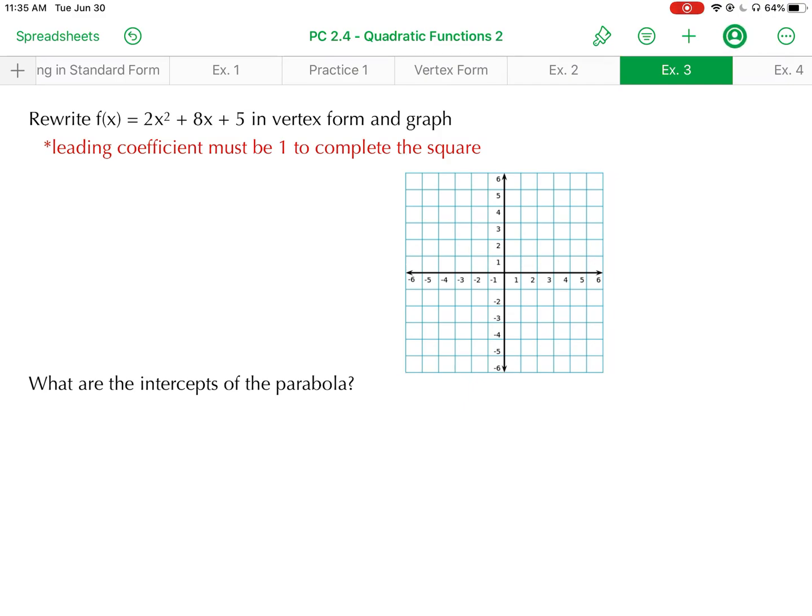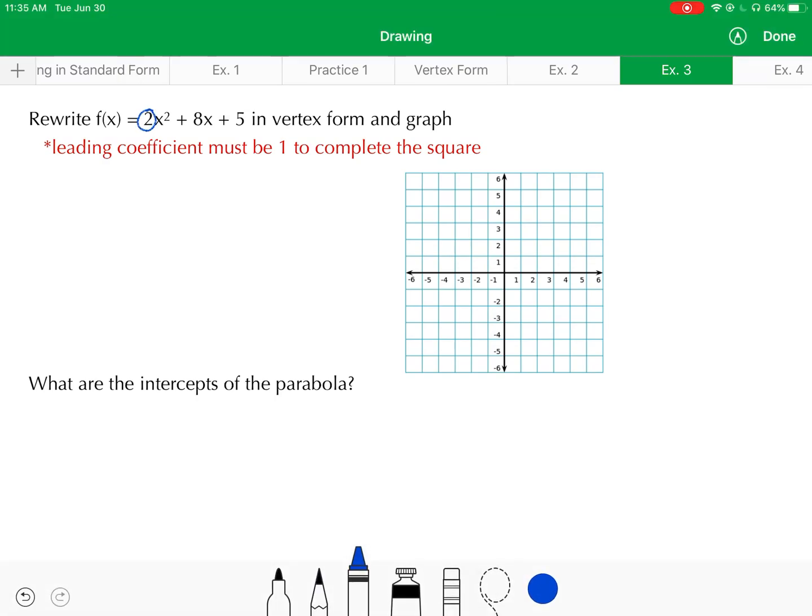So now our function is f of x equals 2x squared plus 8x plus 5. We're going to put it in vertex form and graph. What makes this one a little bit more challenging is the a value of 2, okay? The fact that that is a 2 is a bit of a problem because if you recall, notice what's in red here, my leading coefficient has to be 1 in order for me to use completing the square. All right, so here's how we're going to handle that.